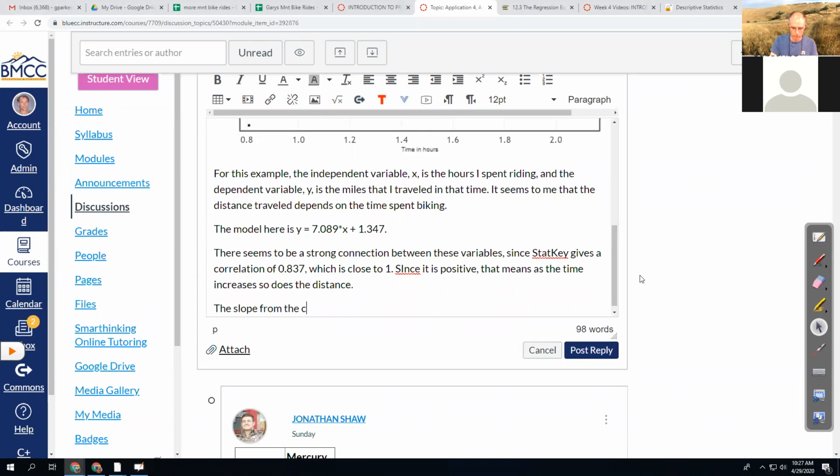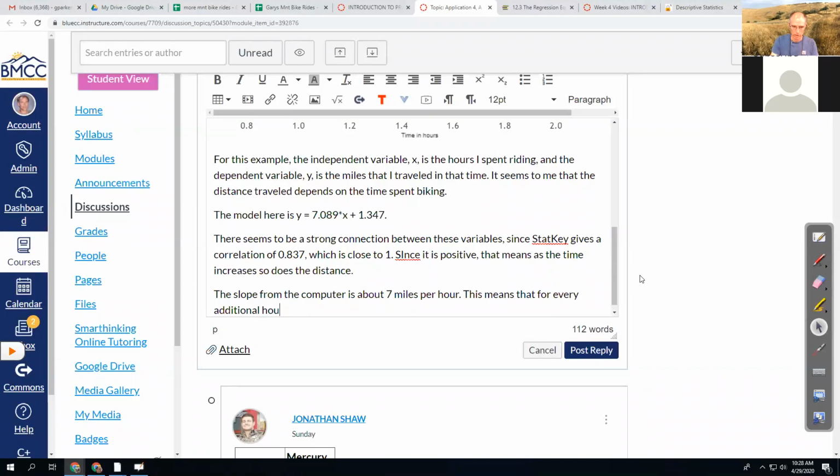Slope on the computer is about 7 miles per hour, right? This means, there's a couple ways I could interpret it, that every additional hour, and why do I say additional? Because again, slope is a change. That means something went up or something went down. In this case, it's positive, so I'm using the word additional. I could have used the word more or an increase, but something to imply the change, because slope is change over change. So that means for every additional hour, the bike travels another, right, an increase type word, 7 miles.